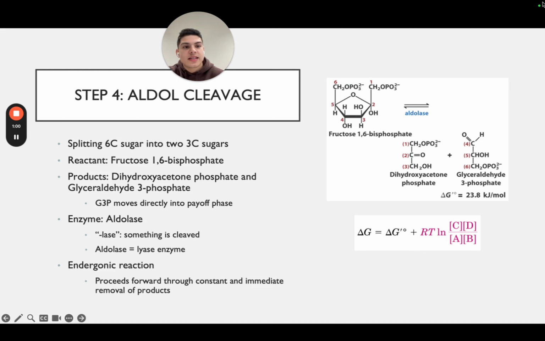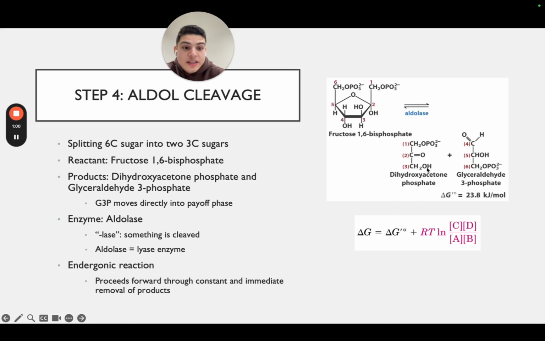So one of the things to note is that if we're removing this constantly, then it's going to push our reaction to the right because we're assuming that this is at negligible concentrations. So that's the whole reason why, despite it having a high delta G, we still see the reaction go more towards the forward products. And just a little nomenclature stuff, dihydroxyacetone phosphate.